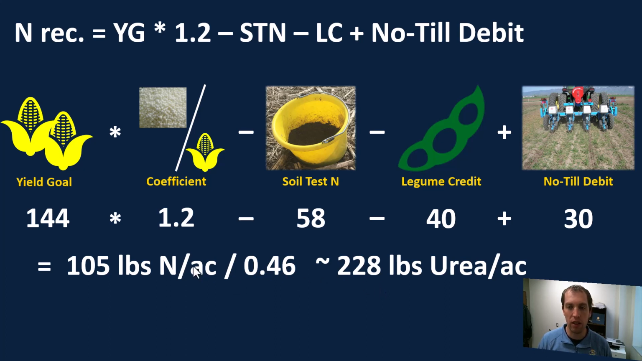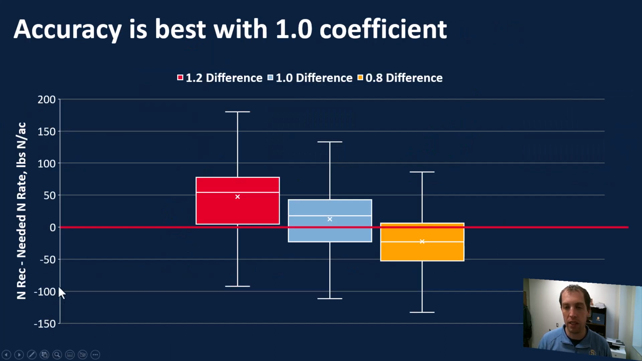However, we've seen if we look at this coefficient right here, this 1.2 is actually shown to not be 1.2 in recent studies. It's actually closer to 1. And if we look at the data in this graph right here, we can see here if we're closer to 0, that means we're more accurate. We're closer to the actual requirement. The red box area here is using the 1.2 multiplier. The blue box is using the 1.0 multiplier. And the orange box, or yellow, is using the 0.8.